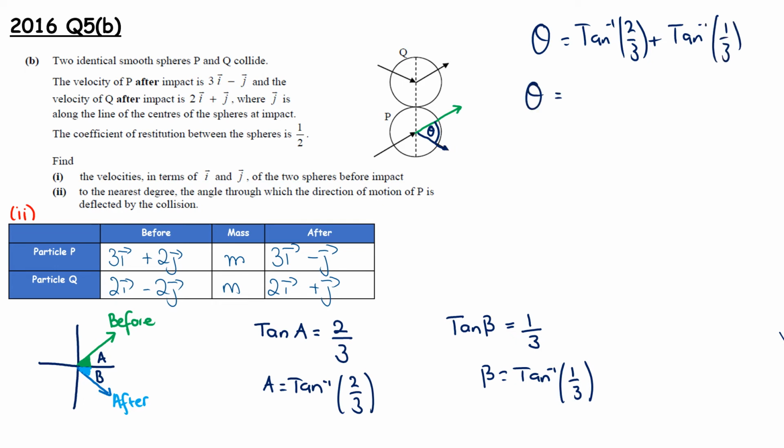And they want this correct to the nearest degree. And without messing around with decimals or anything like that, we get 52.125. But they wanted it to the nearest degree, so that is 52 degrees. And that was actually worth 10 marks. So a nice little question about the angle of deflection.